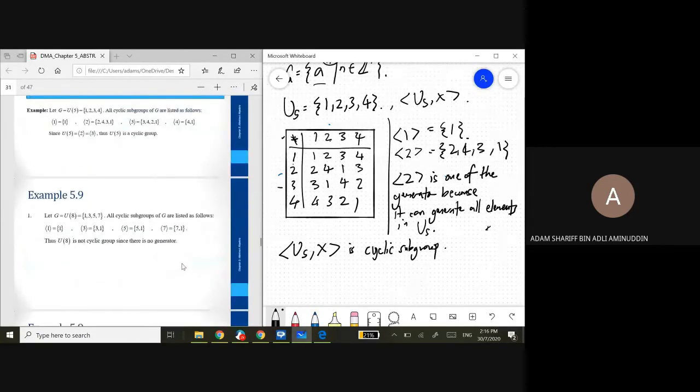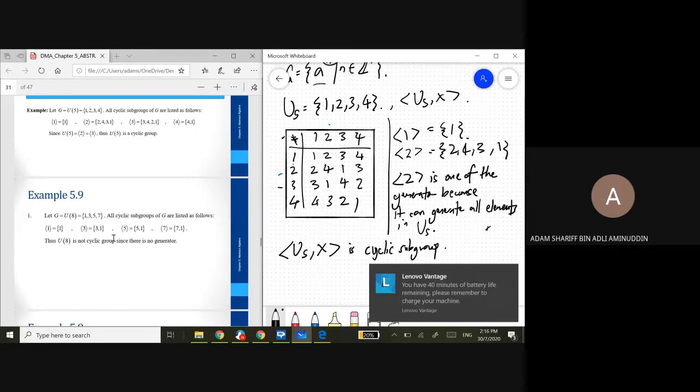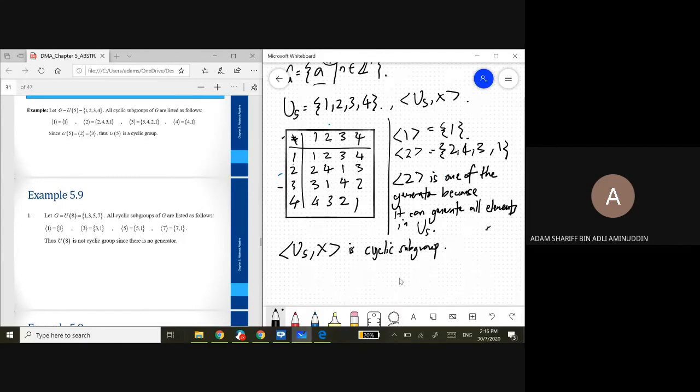Very simple. Example 5.9, the solution is already there. There is no Cayley table. I advise you to do it back, the basic practice. And please verify on your own later that 1 can only generate 1 for your case of U8 under multiplication. 3 can only generate 3, 1. It does not generate 5 and 7. Same goes with 5, same goes with 7. Because there exists no generator, therefore U8 is not a cyclic subgroup.